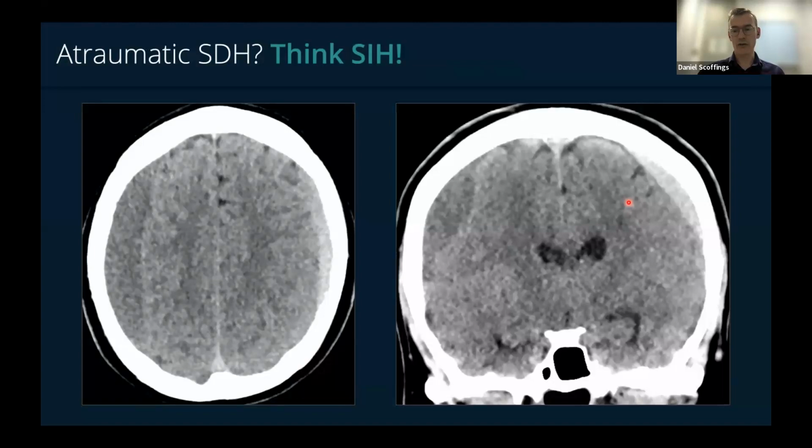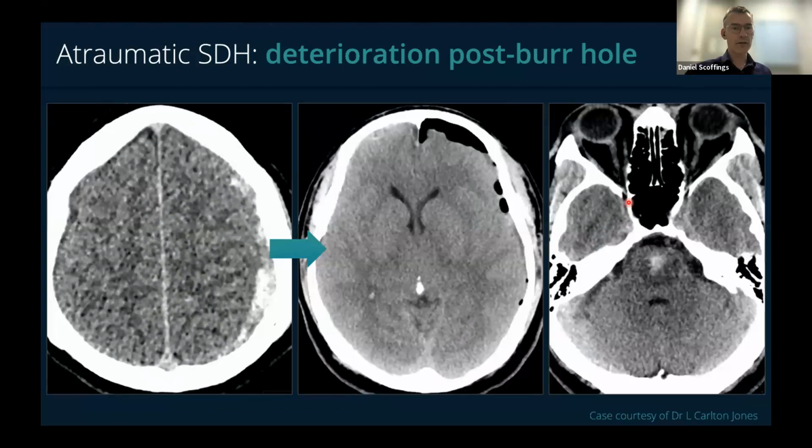So this is one example of a patient whose subdural, they've got an acute subdural over this convexity with high attenuation blood. There's also a very thin low density subdural over the right convexity. And this wasn't initially recognized. They underwent burr hole drainage and then they deteriorated.